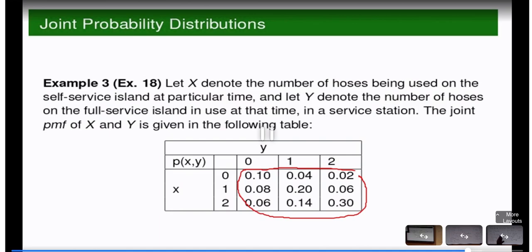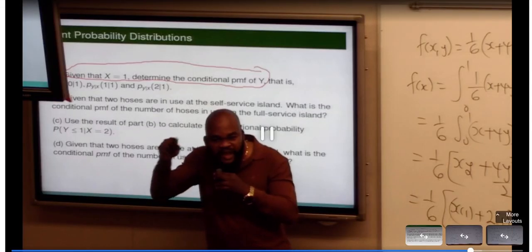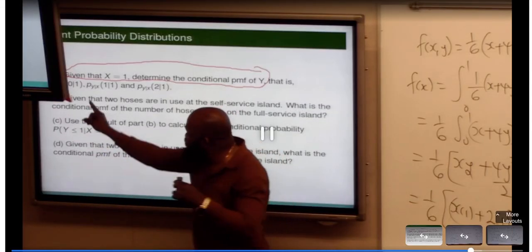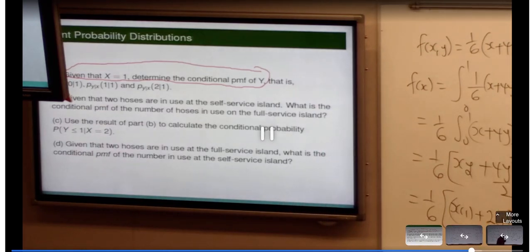And take a look at this now. That was why we said 0 given 1, 1 given 1, 2 given 1. Because the value of x is already 1, and what is going to vary now is y. Does that make sense? And that's what you're going to find. How do we find it? It's right here.